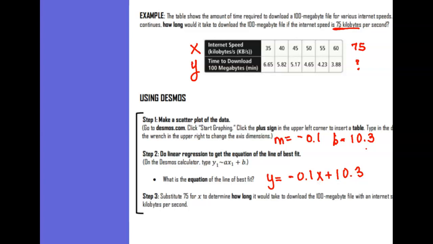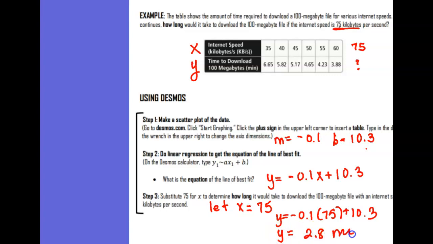All right, and then it says, step 3, now we want to figure out, okay, what's the output value when our input is 75? So we're just going to let our x be equal to 75 and plug it in and figure out our y. Y is equal to negative 0.1 times 75, plus 10.3. Now we do our order of operations, multiply, and then we add, and we get a final answer of 2.8 minutes. So we're using Desmos to come up with the equation of the line of best fit.